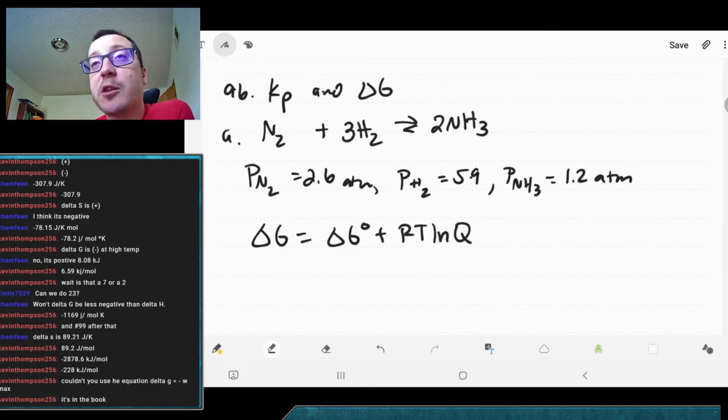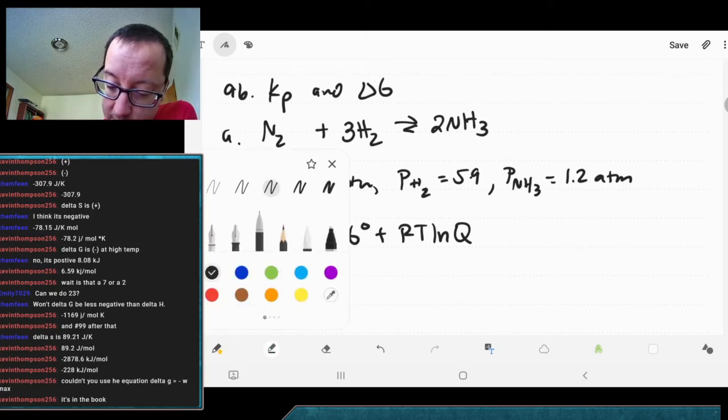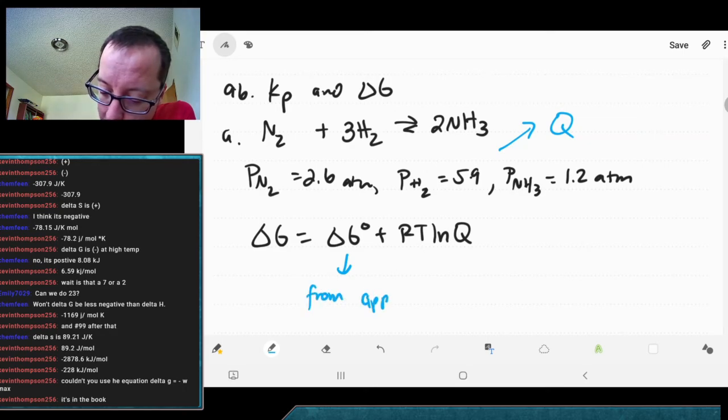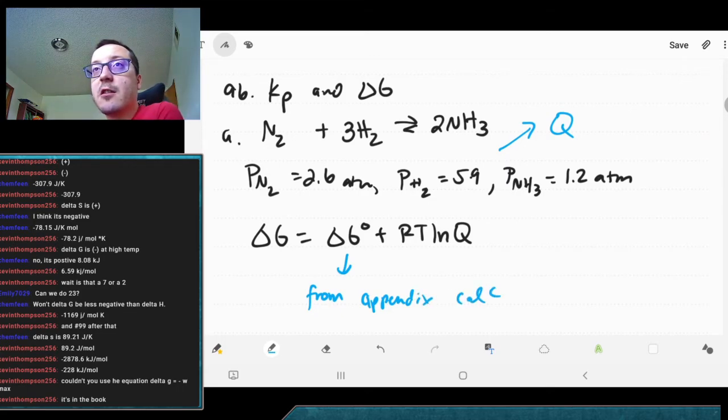First here, we're going to look at these partial pressures that are given to us as Q. Those are conditions for Q, right? Those gas pressures will give us Q. We're going to calculate the delta G at standard conditions, just using our stuff from the back. And from that, we're going to end up being able to get delta G at this temperature, right? So this we're going to get from appendix calculations, and then the Q we're going to have to calculate here ourselves.